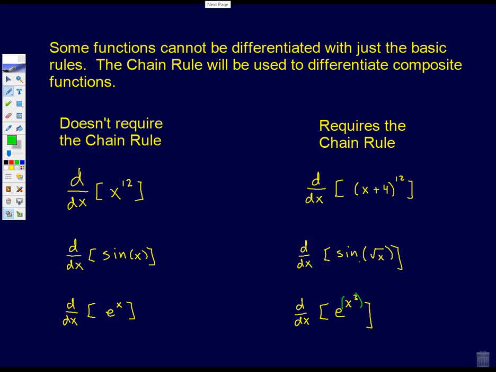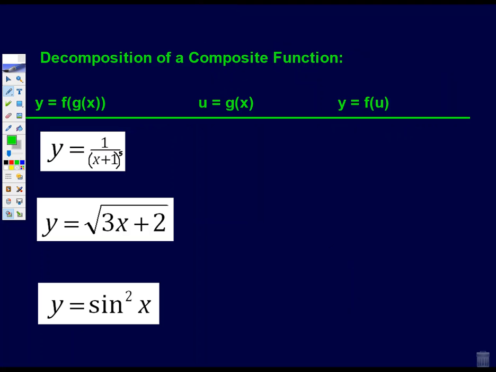Before we look at the chain rule again for the first time, let's just practice decomposing one more time. The three functions on the left are compositions, and I want you to think of them as f of g of x. This time, when I write g of x, I'm going to use the label u. And when I write function f, I'm going to use the label y, but I'm going to make the variable u. And you'll see what I mean here in the first one.